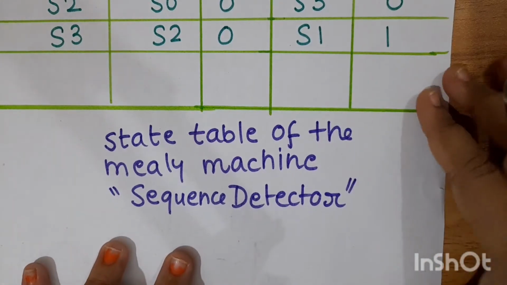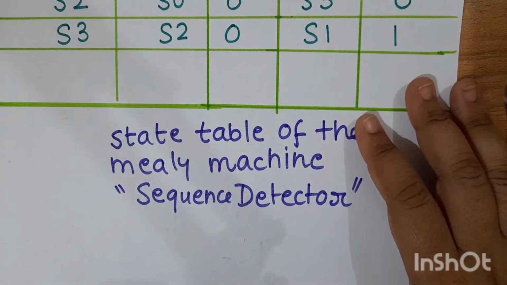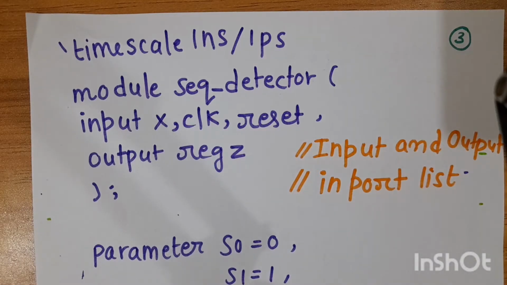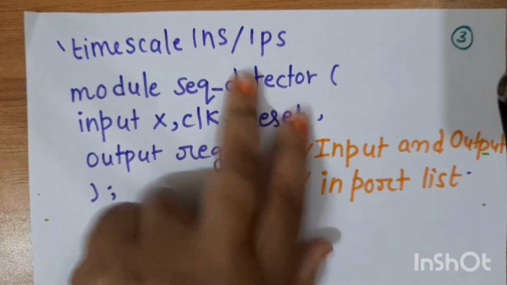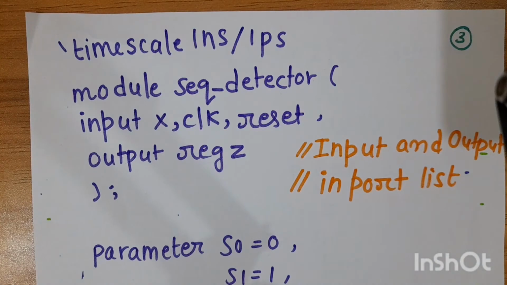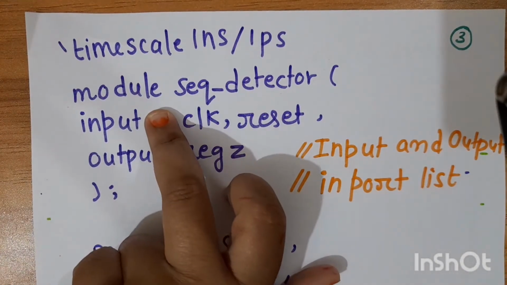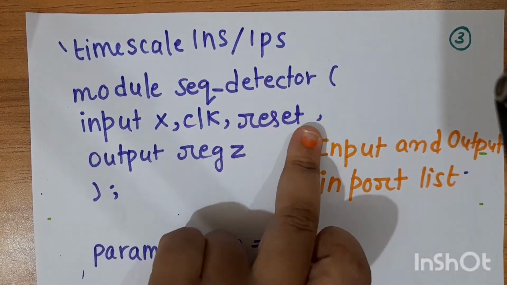Now we will see the Verilog code. I am starting with the Verilog code of the sequence detector. So `timescale 1ns/1ns. It is the precision; it tells the time precision. Then the module name is seq_detector.